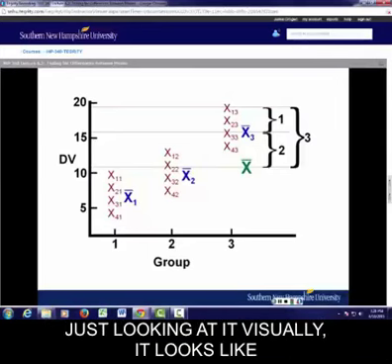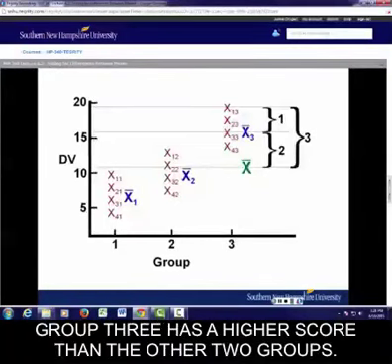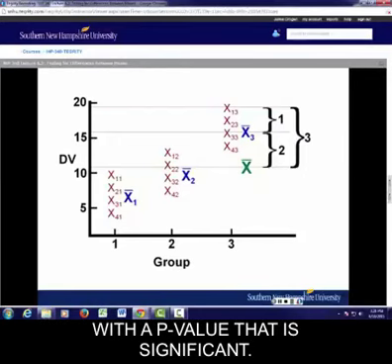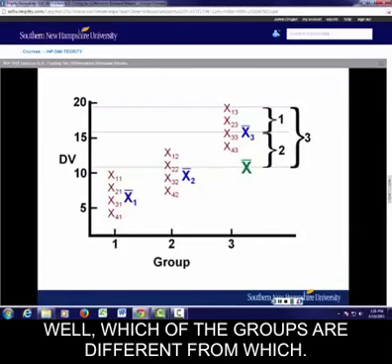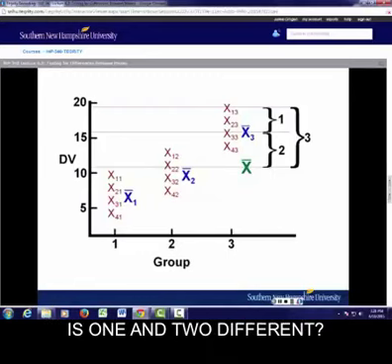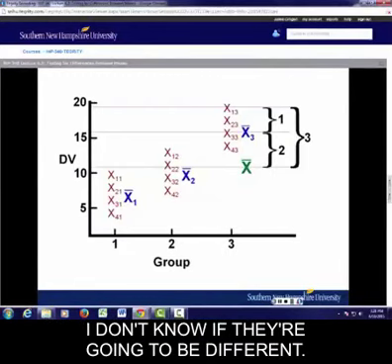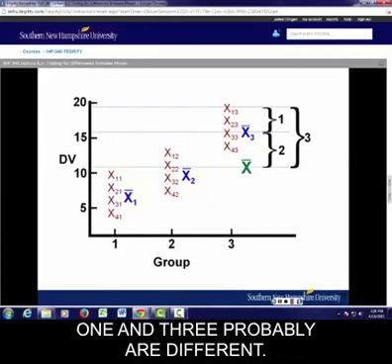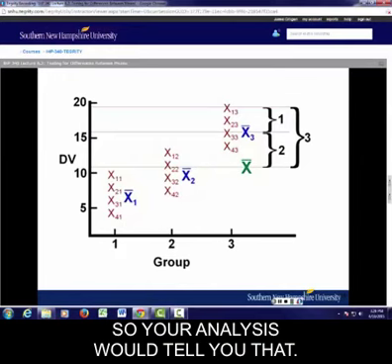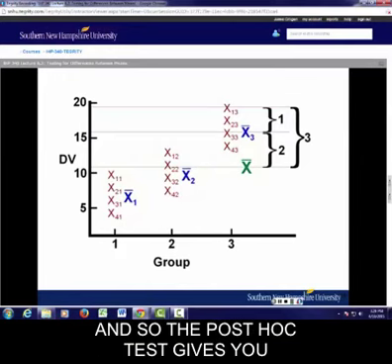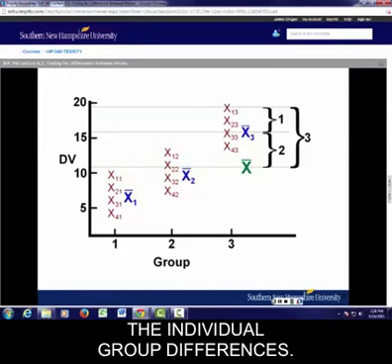So in this picture, just looking at it visually, it looks like group 3 has a higher score than the other 2 groups. So the analysis of variance will probably come out with a p-value that is significant. And a post hoc test would tell you which of the groups are different from which. Is 1 and 2 different? Well, they're pretty close. I don't know if they're going to be different. 1 and 3 probably are different. 2 and 3, they may or may not be different. So your analysis would tell you that. And so the post hoc test gives you the individual group differences.